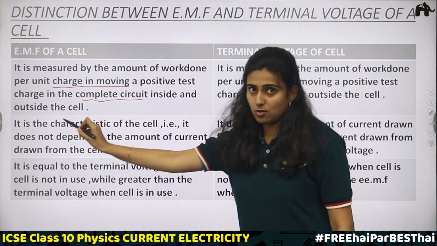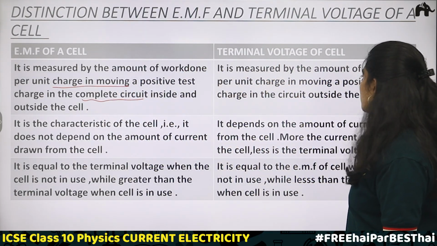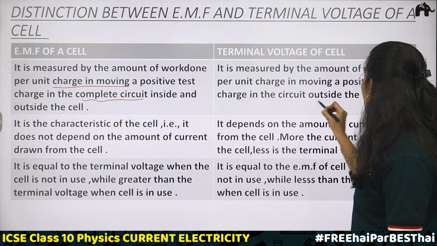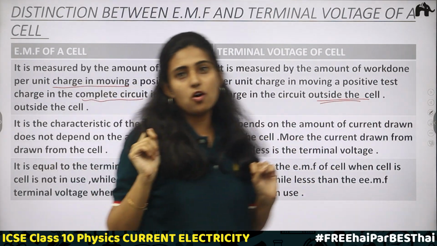Okay, inside and outside. When it comes to terminal voltage, how is it? It is measured by the amount of work done per unit charge in moving a positive test charge in the circuit outside the cell. Only outside. Inside is not considered.